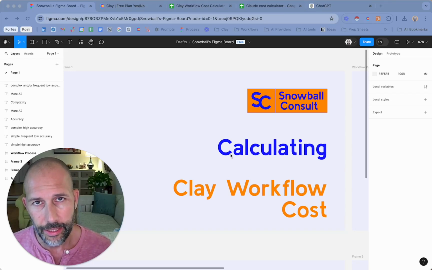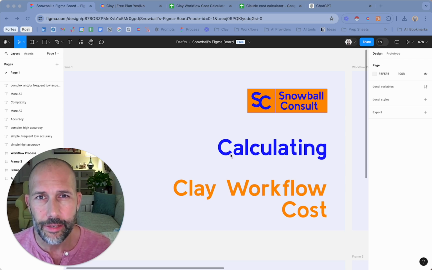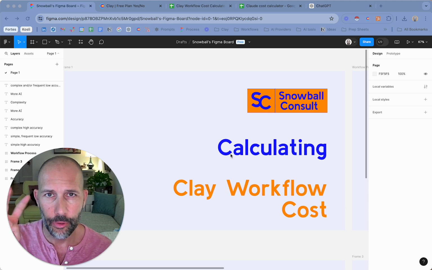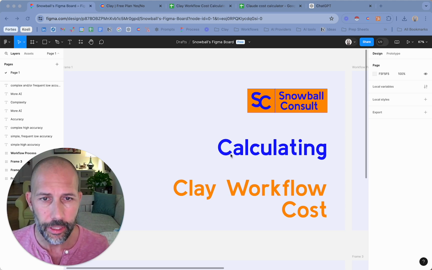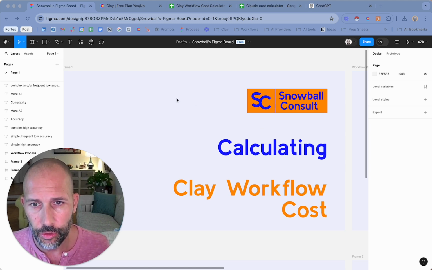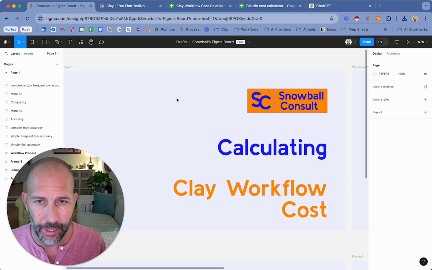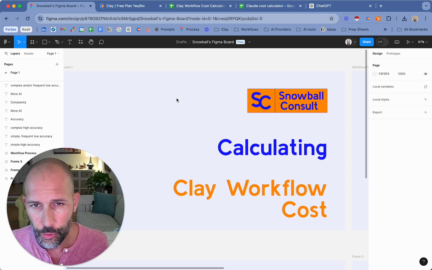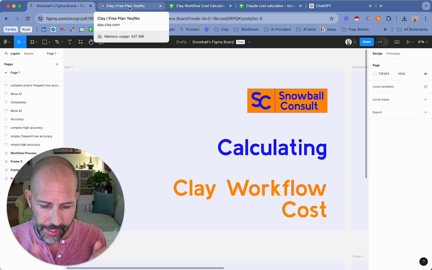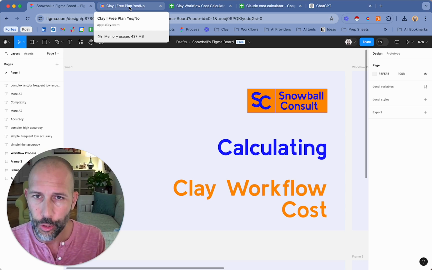How to calculate the cost of a Clay workflow, and what does it even mean that an LLM or AI model is cheap? I want to explain that. The way I'm going to explain it is with an actual workflow that I've built, but I've adapted it a little bit to show off this pricing thing with workflows. This is not about why this workflow looks like that.